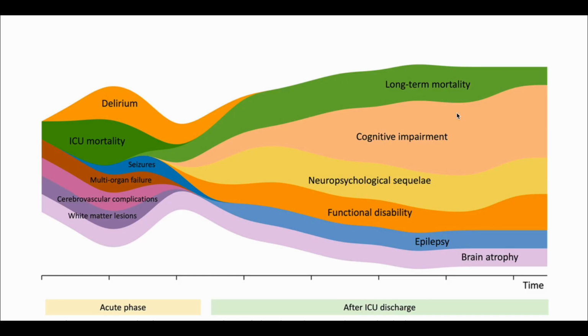So this graph here basically shows the complications associated with sepsis-associated encephalopathy over time. In this timeline, you have an acute phase where you have delirium, initial ICU mortality, seizures, multi-organ failure, incidence of cerebrovascular accidents, and white matter lesions. Gradually, over the period after discharge, they go on to have long-term mortality, cognitive impairment, neuropsychological sequelae, functional disability, epilepsy, as well as brain atrophy.